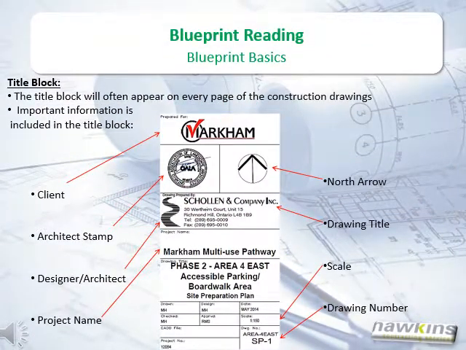Blueprint basics. This is the title block. The title block will often appear on every page of the construction drawing. The important information inside the title block are the client, the architect's stamp, the designer and architect, the project name, the north arrow, drawing title, the scale, and drawing number.